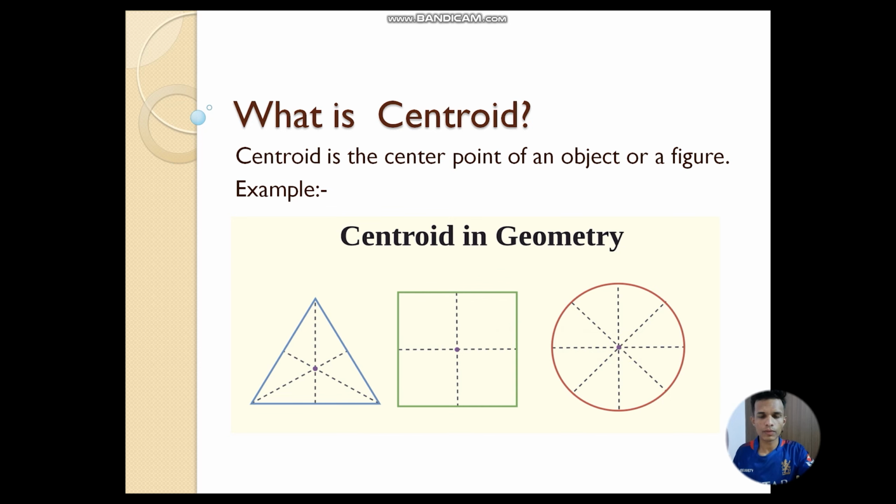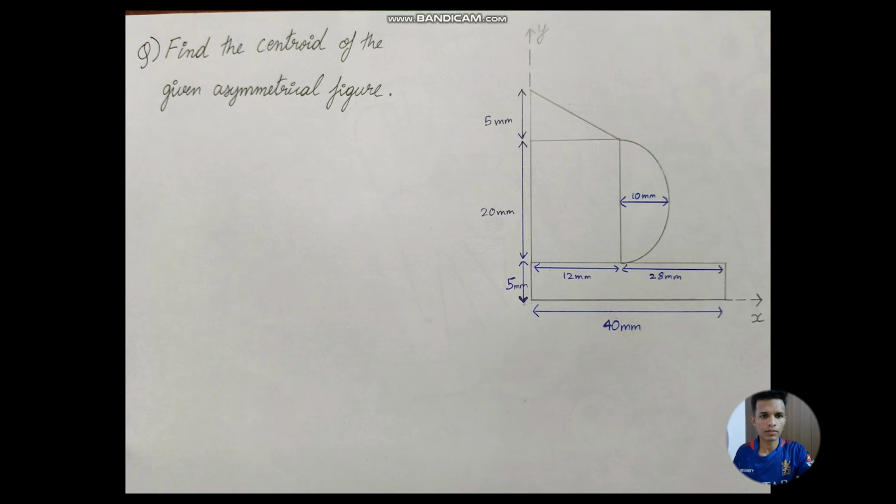So next we move on to the question. Find the centroid of the given asymmetrical figure. So we are given an asymmetrical figure. If we divide it into known minimum components, we'll have four components: rectangle, semicircle, triangle, and another rectangle. In the next slide, we'll see what the components and their measurements are.